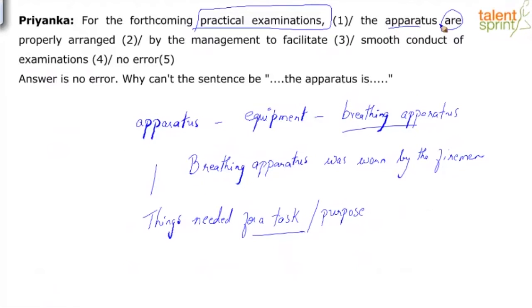So we're talking about a particular task, and all the things that were needed, or the things that were properly arranged, right? That's why apparatus here is followed by are, and that's why the context probably has no error. But keep in mind the meaning that the context always gives. Then it will be easier for you to figure out which verb should go with the word.